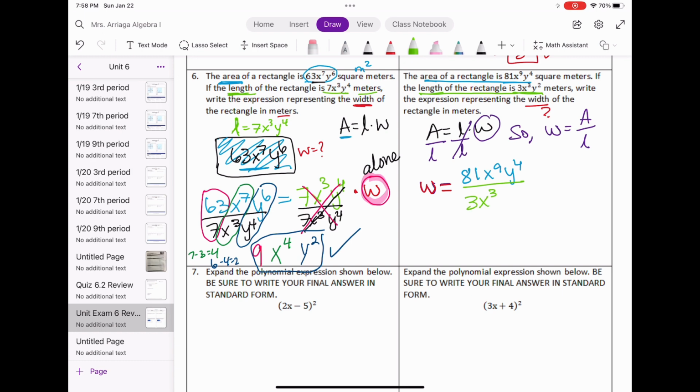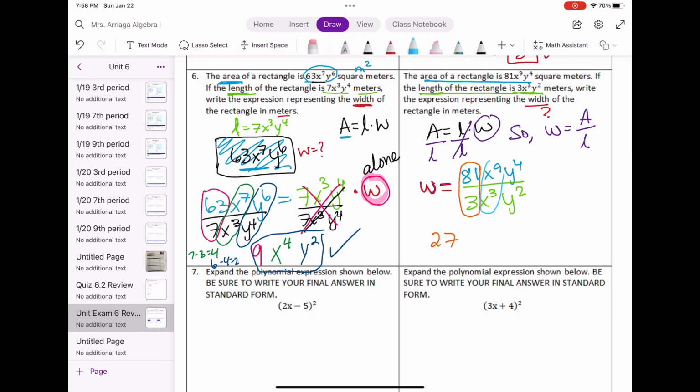And since we're dividing monomials, we can just use the exponential properties. Again, there's nothing to distribute here, so just start dividing. 81 divided by 3, that's 27.